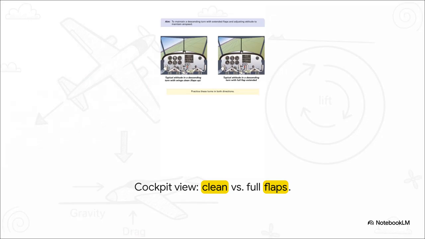Take a look at the actual view out the window. Compare the sight picture over the dashboard here. Over on the left is your clean descent. Now look at the right with full flaps extended. See how much lower the nose is sitting relative to the horizon? When you're turning from base to final, having that nose pushed down is exactly what lets you keep the runway threshold right in your line of sight.